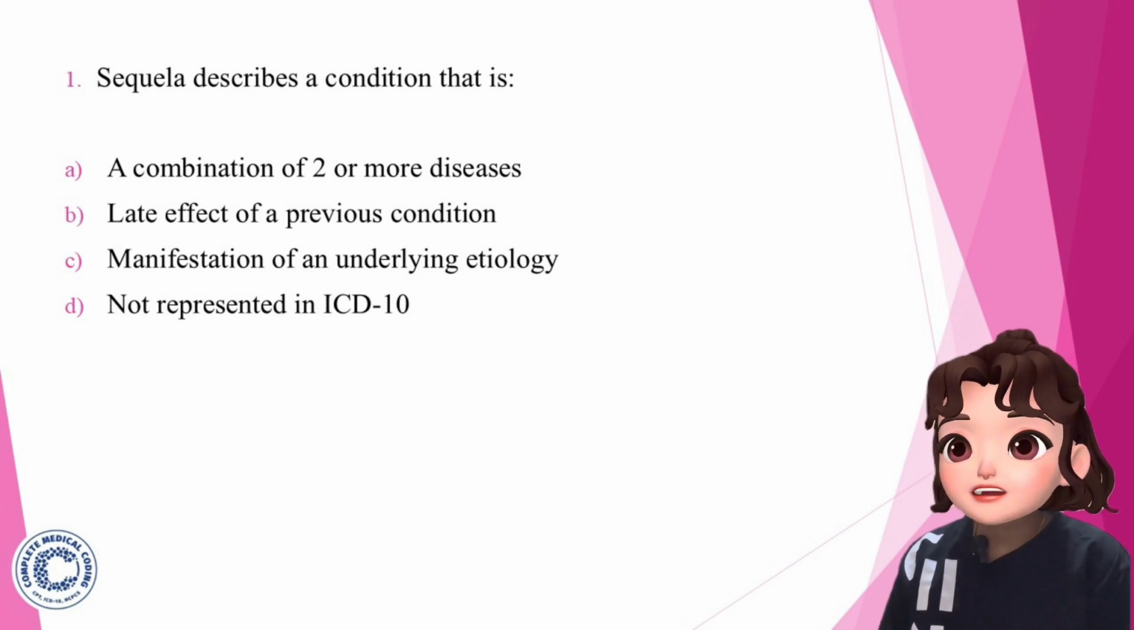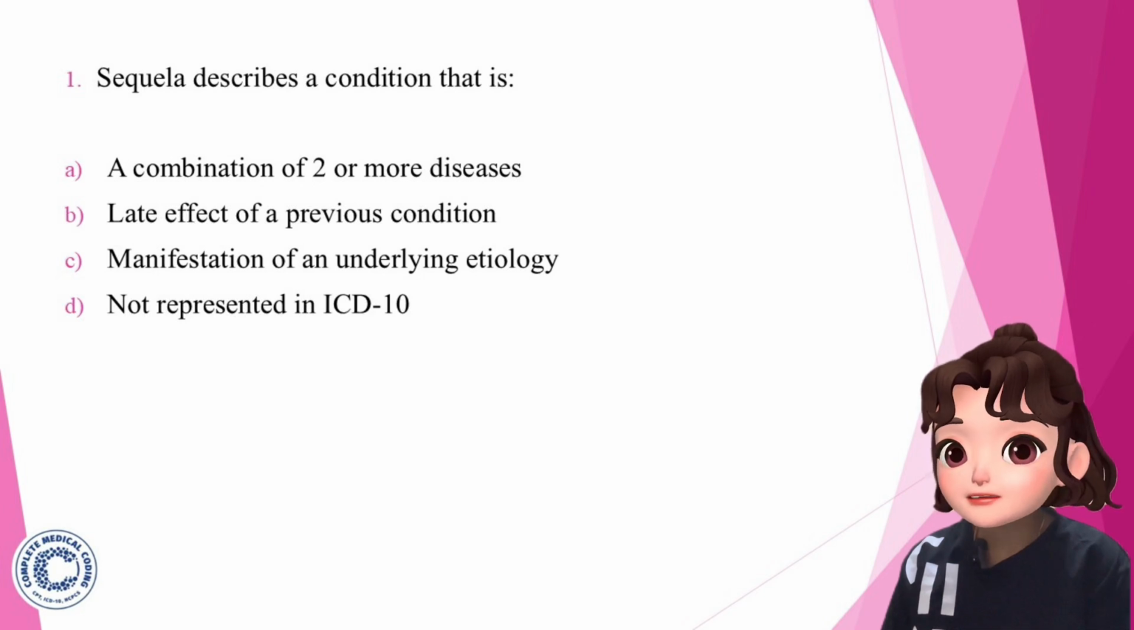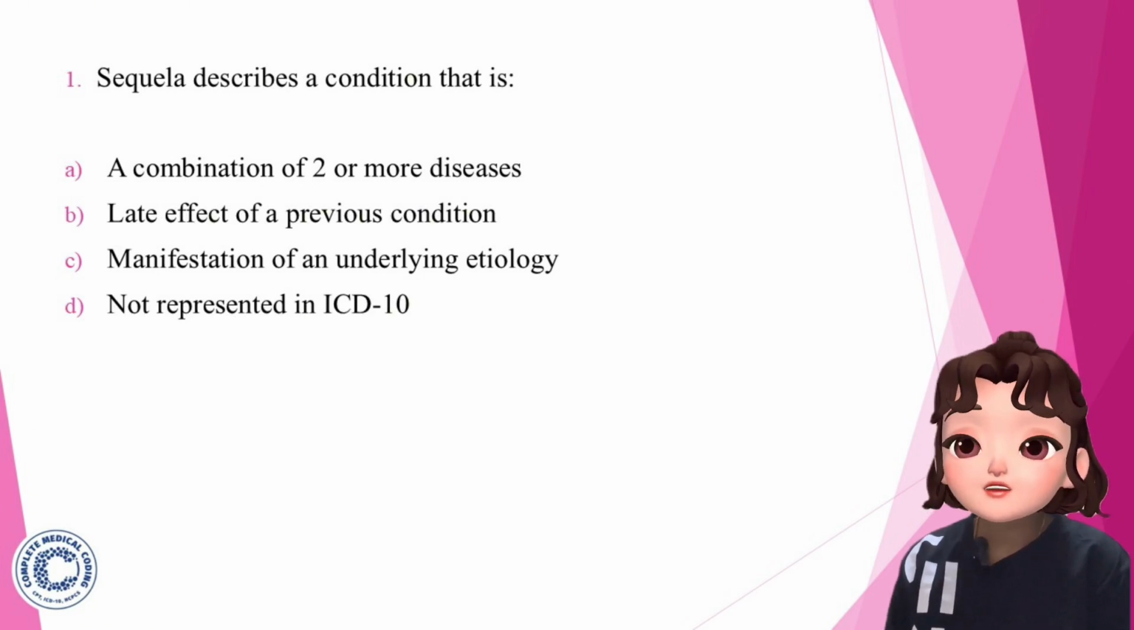Option A, combination of two or more diseases. Option B, late effect of a previous condition. Option C, manifestation of an underlying etiology. Or option D, not represented in ICD-10. So what does sequela mean?